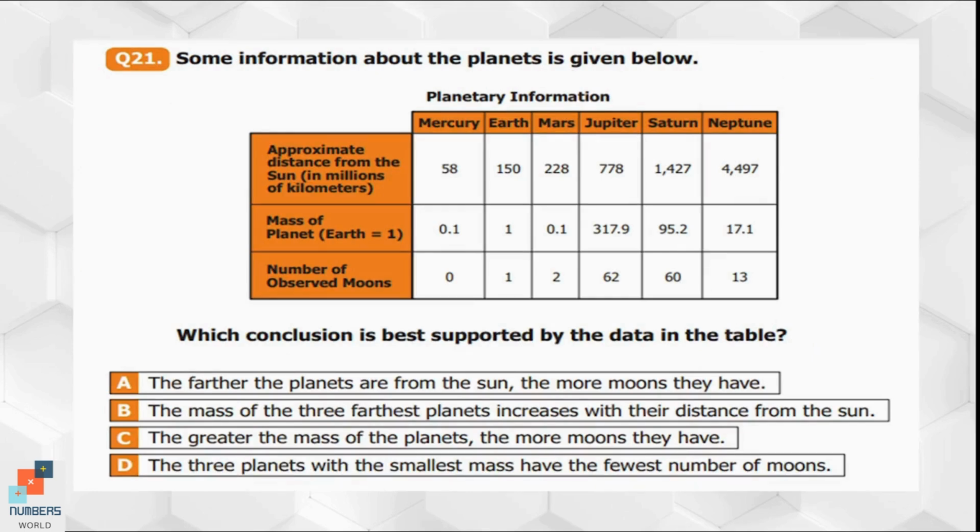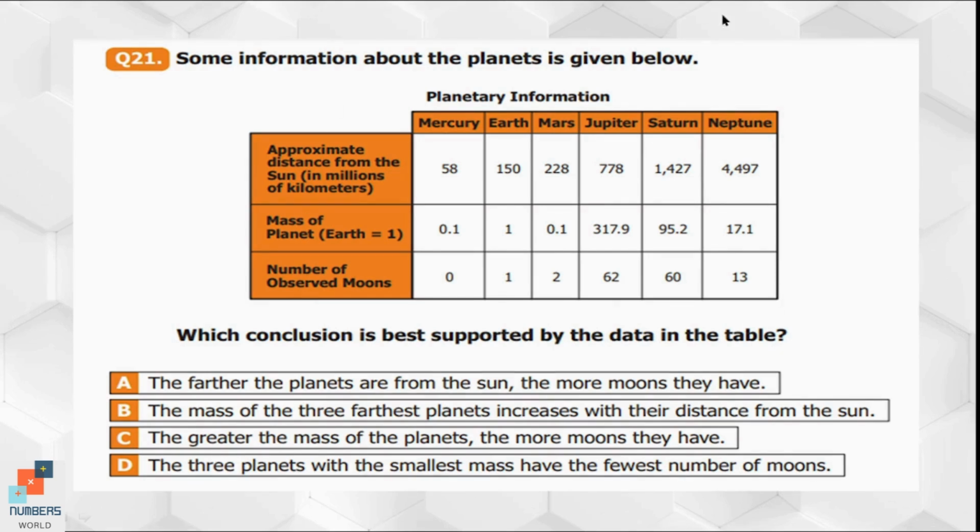Question number 21. Some information about the planets is given below, like approximate distance from the sun in millions of kilometers, mass of planet, number of observed moons. Which conclusion is best supported by the data in that table?